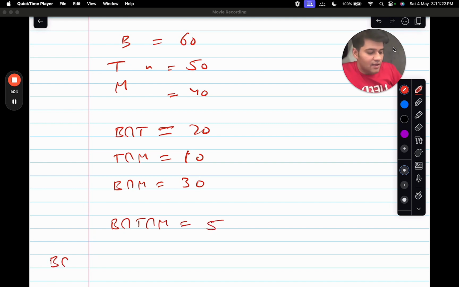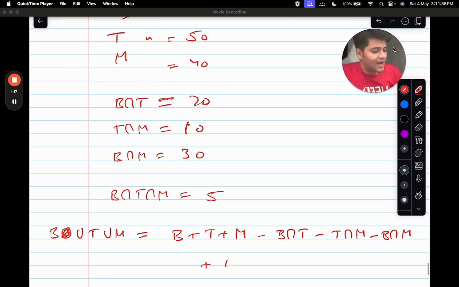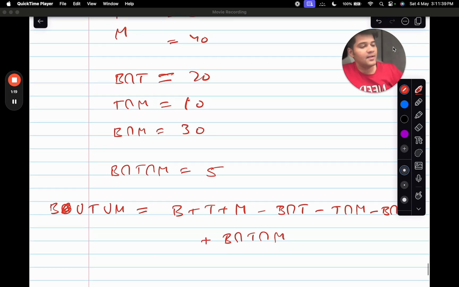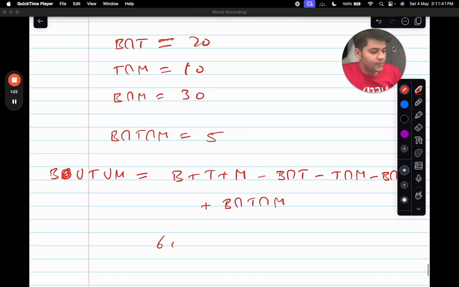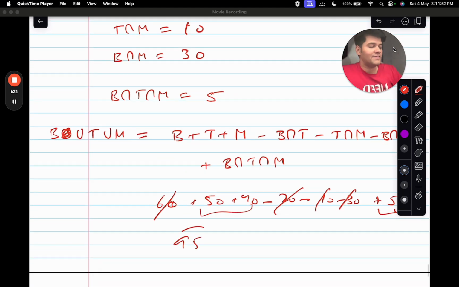That means the union of bus, train and metro. So you would have to add B, T, M by the inclusion exclusion principle that we already know from the topic video. I would subtract these and then add back B intersection T intersection M. So 60 plus 50 plus 40, minus 20, minus 10, minus 30, plus 5. I think that value is 95. So there are a total of 95 commuters. Alright, let's meet in the next question.